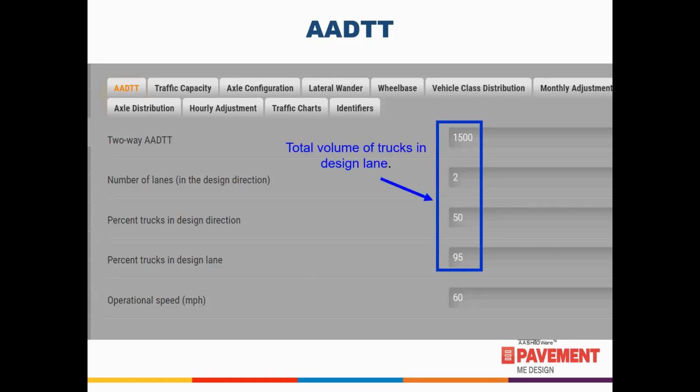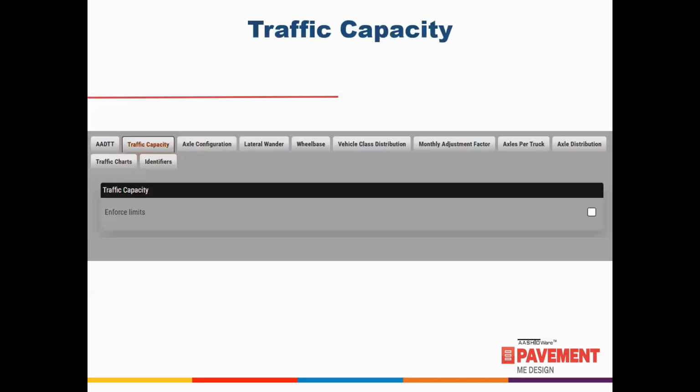And this number gives you basically your total number. So if you have your total ADTT, your total number of trucks, and then you basically whittle it down based on the number of lanes, percent trucks in the design direction and in the design lane.